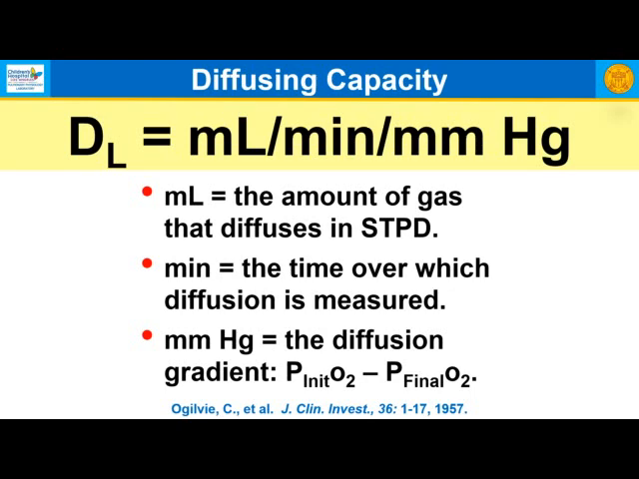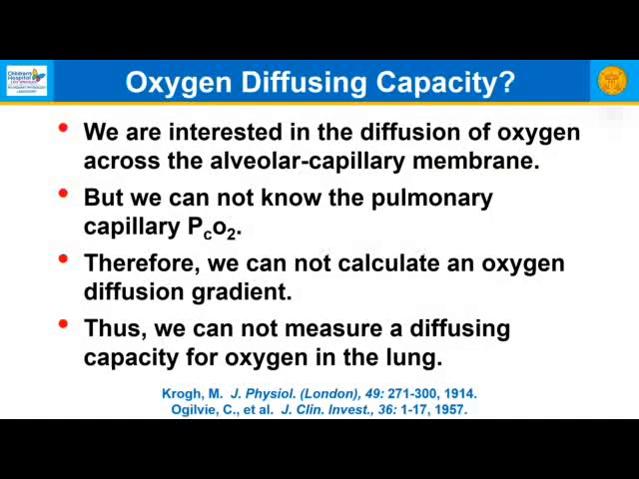All right. Now, there is a problem here. We are really most interested in diffusion of oxygen across the alveolar capillary membrane, but we cannot know the pulmonary capillary PO2. Therefore, we cannot calculate an oxygen gradient because we cannot measure the diffusion gradient. Therefore we cannot measure diffusing capacity of the lung for oxygen in the lung. So we don't have this ability.